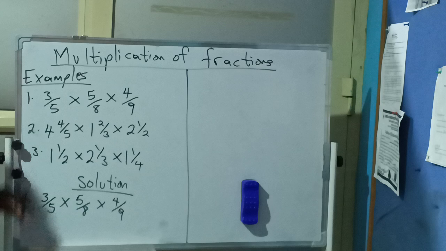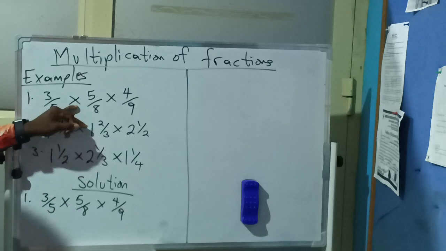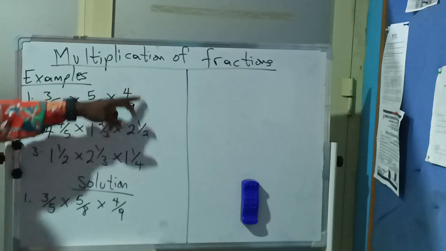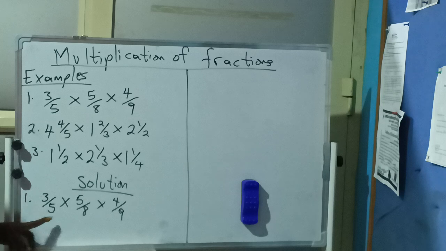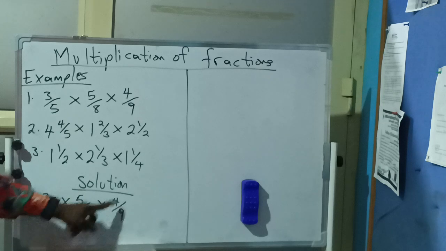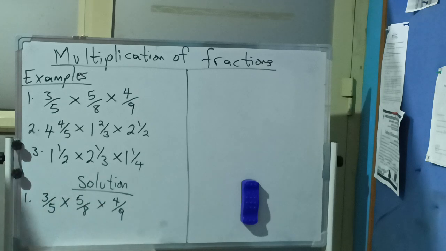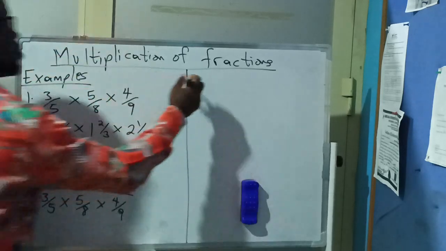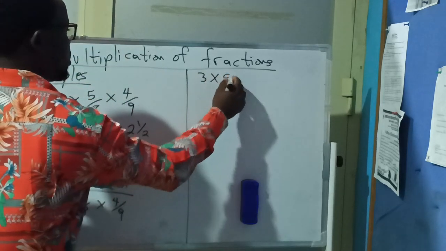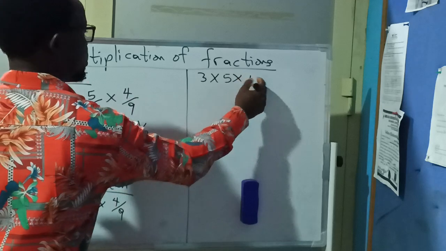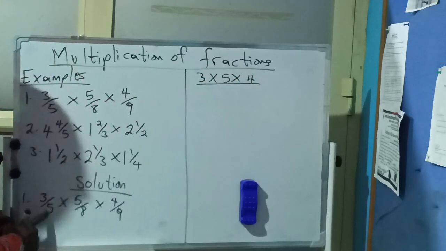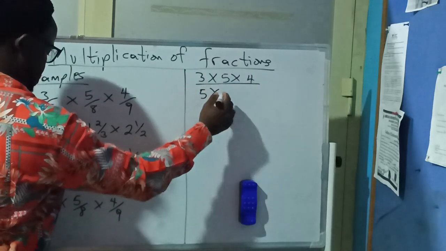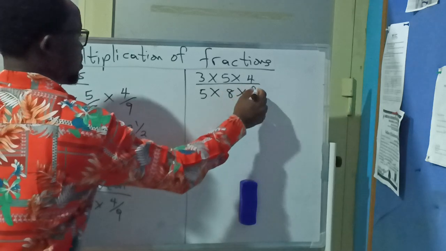Now let's look at number one: 3/5 times 5/8 times 4/9, which is 3 over 5 times 5 over 8 times 4 over 9. Now, if I want to put this very well, I will pick it one by one, multiply all the numerators together: 3 times 5 times 4 over 5 times 8 times 9.